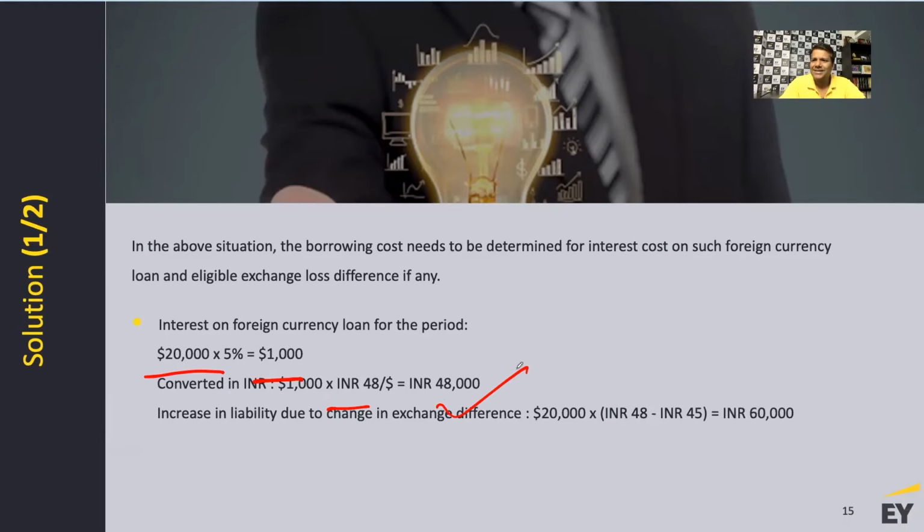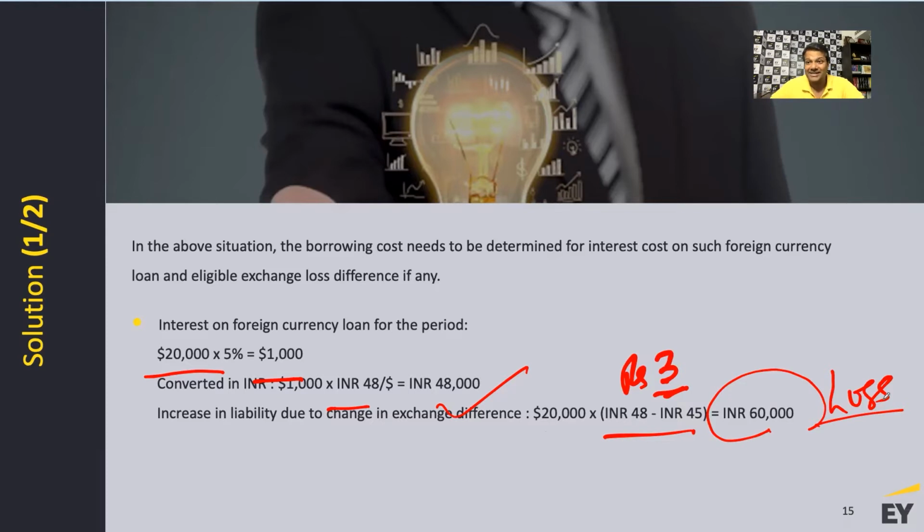Now, the increase in the liability. How much did I borrow? $20,000. When I borrowed, the rupee-dollar rate was 45. At the end of the year, it is now 48. That means there is a difference of 3 rupees. I had borrowed 20,000, so 20,000 into 3 is ₹60,000, which is the amount of foreign currency loss, because it's a liability. When I borrowed, it was 45. Now it has gone up to 48.